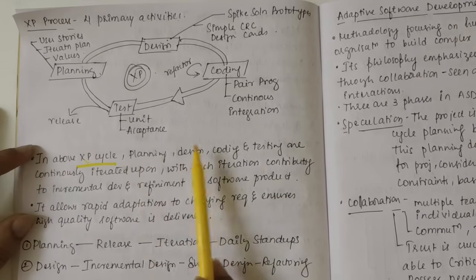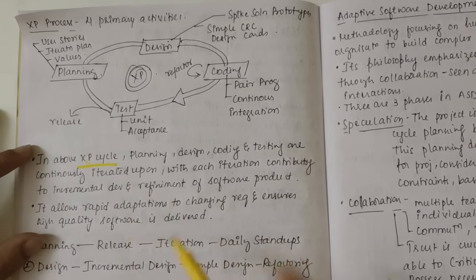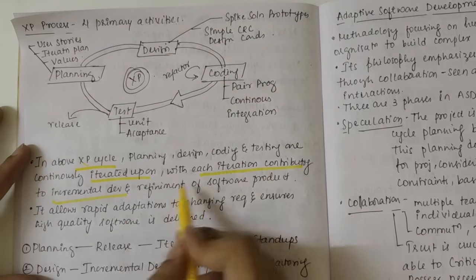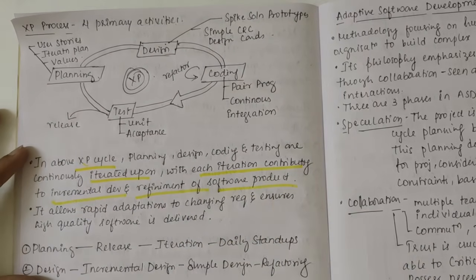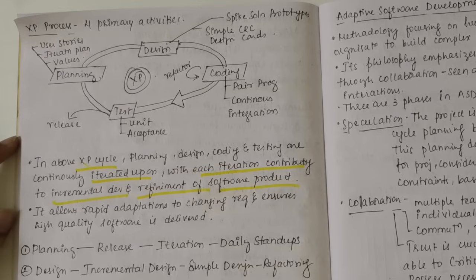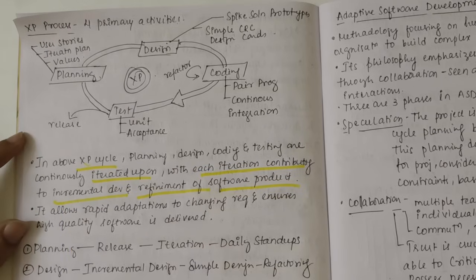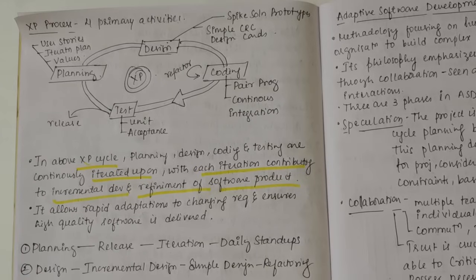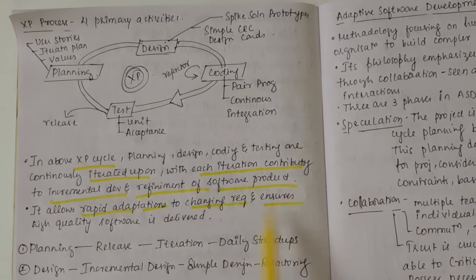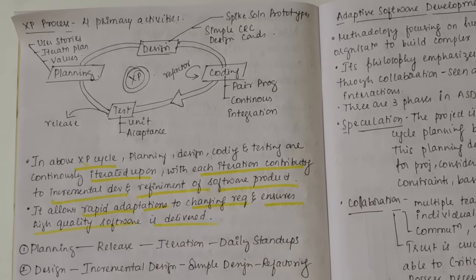In the above XP cycle, planning, designing, coding, testing are continuously iterated upon, with each iteration contributing to incremental development and refinement of the software product. The same thing we have been reading for the past 3 modules. With each iteration you should make sure that there is incremental development and refinement of the final software product. So it allows rapid adaptation to changing requirements and ensures high quality software is delivered.